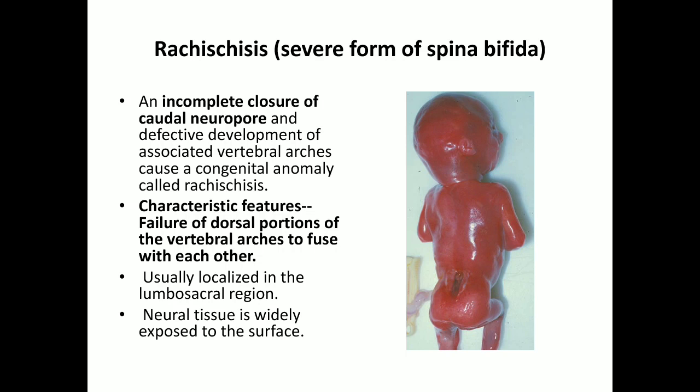And what is in rachischisis? The characteristic feature is failure of the dorsal portion of the vertebral arches to fuse with each other, and usually it is also localized to the lumbosacral region, and the neural tissue is widely exposed on the surface. Here you can see the neural tissue exposed on the surface.